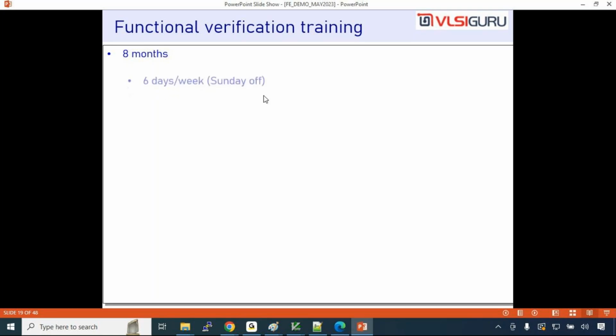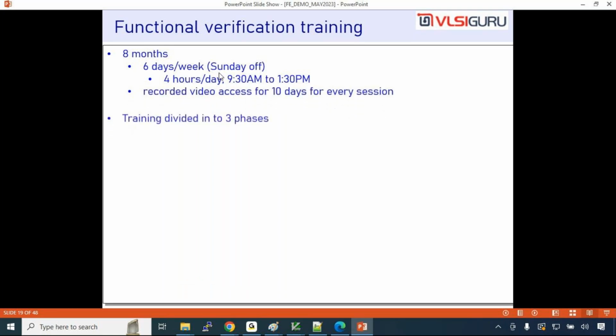Okay. How is this 8 months implemented or done? We will have 6 days per week. That is full week training. Sunday will be off, and 4 hours per day. Generally, it could be 4 hours, 5 hours. Recently, what we have been doing is dividing this into two sessions. Morning one session, post lunch one session. Morning is mostly theory session. Post lunch is mostly the lab session.